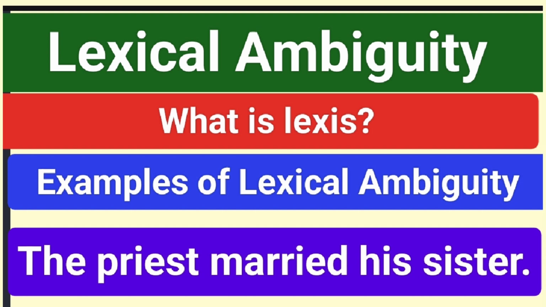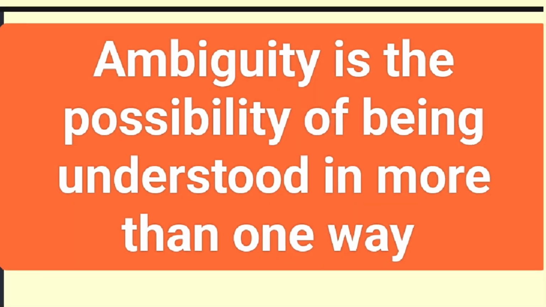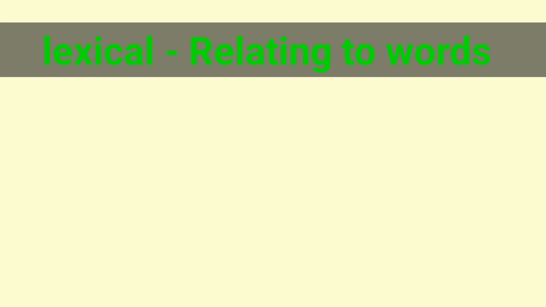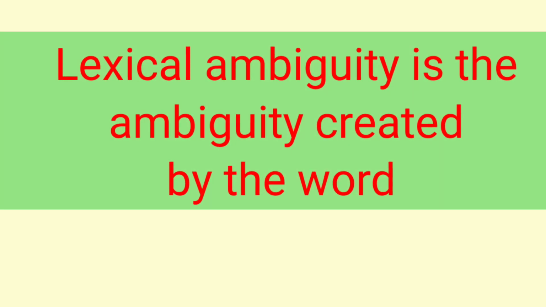The first type of ambiguity is lexical ambiguity. Let us first of all try to understand what is lexical ambiguity. See, ambiguity is the possibility of being understood in more than one way. Lexical means related to words or vocabulary. Lexeme means word. Thus, lexical ambiguity is the ambiguity created by the word.